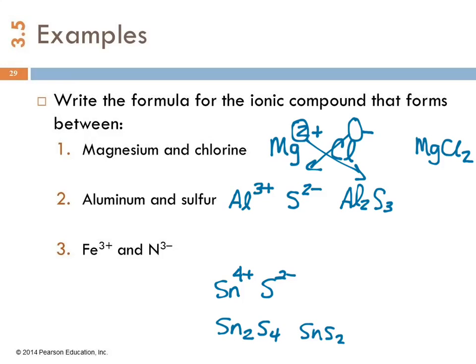Yeah, as long as you check, you need this to be the lowest ratio. 2 to 4 is not the lowest ratio, so you'd have to reduce that. 1 to 2 is the lowest ratio. So don't just crisscross without thinking at all, because it works most of the time without any trouble. But I just need to caution you that it does not always work.